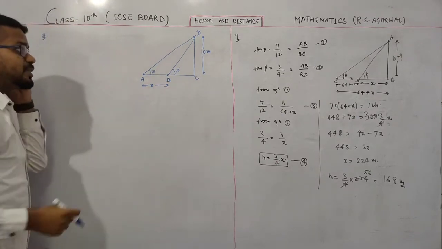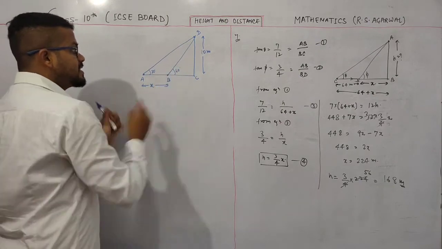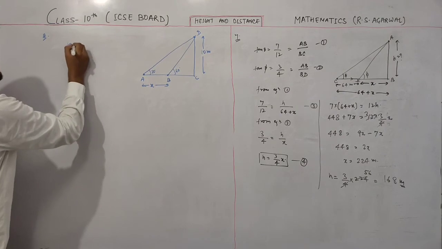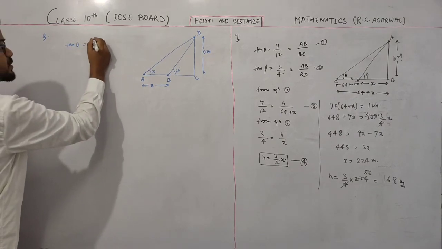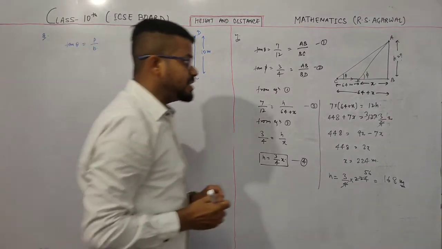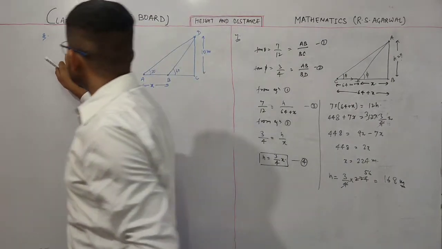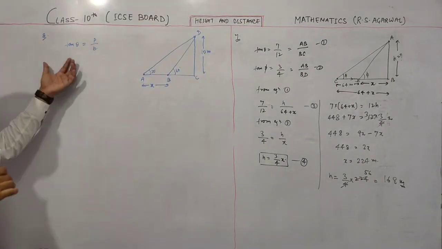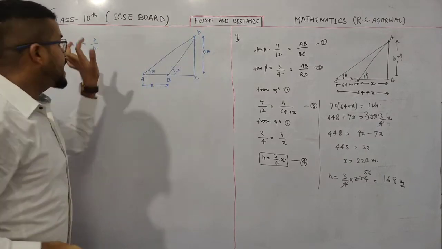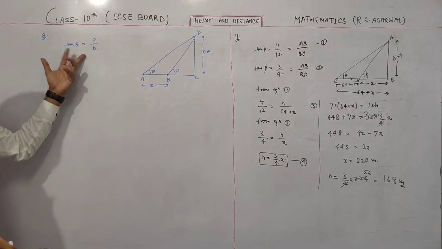Now use the trigonometrical ratio. Here this is 30 degree and this is 60 degree. This is the base and this is the height. The only trigonometrical ratio is tan theta. Tan theta is equal to perpendicular upon base. In most of the questions we use tan theta. So remember this. Whenever you get in the diagram a base and the height, directly you use tan theta.